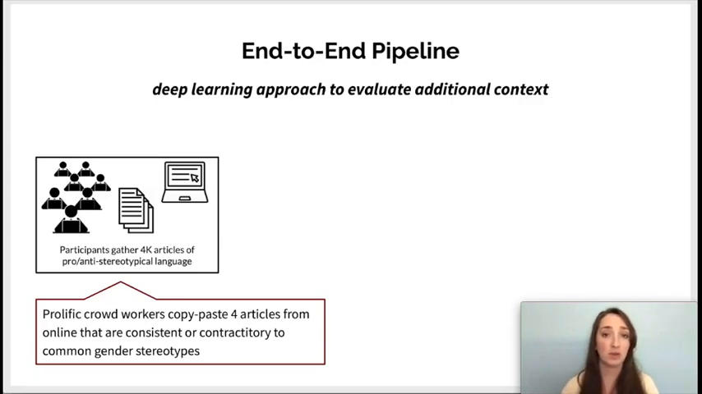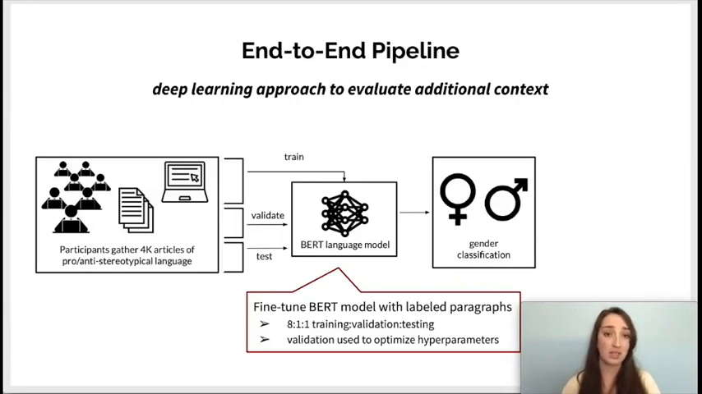For this, we create what we call the end-to-end approach. Ideally, we want to take a paragraph of raw text, put it into our model, and receive a gender score at the end. So, in order to fine-tune BERT, we need to get more training data, in this case, labeled paragraphs, because we don't want just single words like we used for the lexicon. For this, we looked to Prolific and asked the crowd workers to look online for articles that describe either a male or female person and are consistent or contradictory to common gender stereotypes. We fed this labeled data into the BERT model so that we could have our fine-tuned model and get just a gender classification given any raw input.